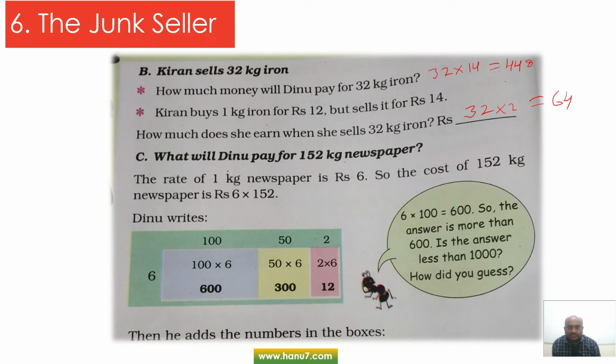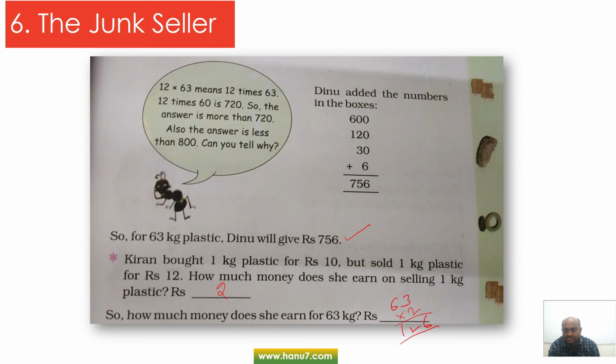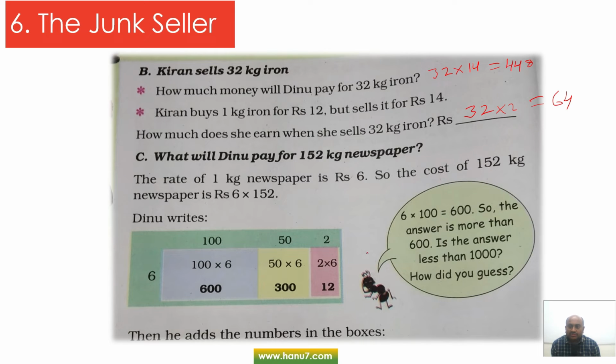What will Dinu pay for 152 kg newspaper? Newspaper is 152 kg. The rate of 1 kg newspaper, he mentioned clearly here itself, it is 6 rupees, not that chart. We should not depend upon that, okay, in the chart also it is 6 rupees. So the cost of 152 kg newspaper is 6 into 152. Same box method you can do, 152, 6, 50, 12. Okay, so 600 plus 300 and 900 and 12.